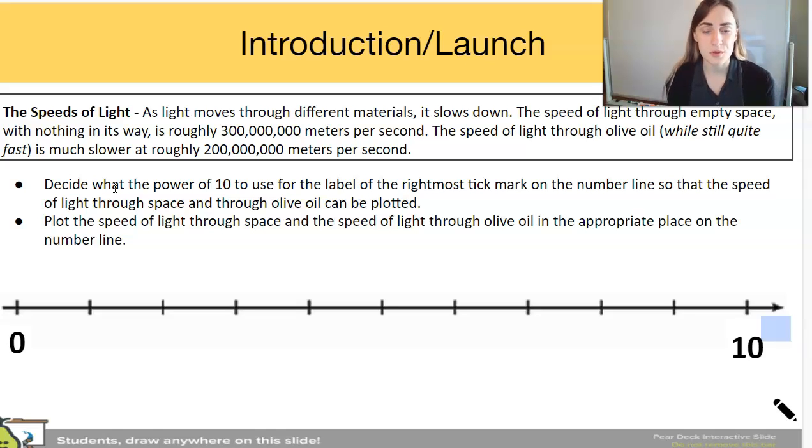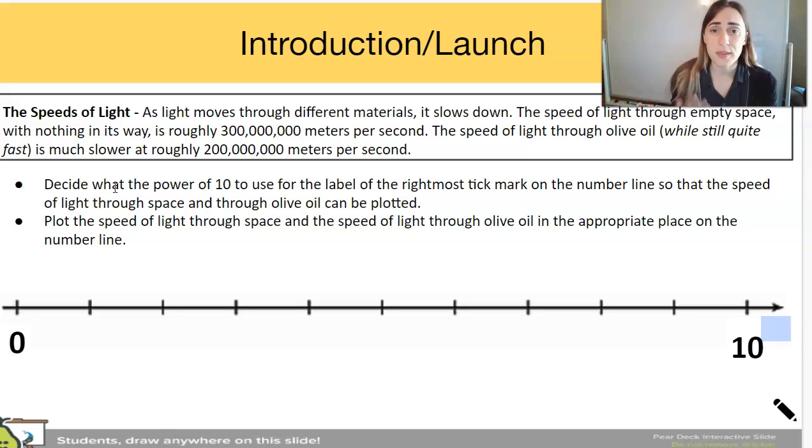As light moves through different materials, it slows down. The speed of light through empty space, with nothing in its way, is roughly 300 million meters per second. The speed of light through olive oil, while still quite fast, is much slower at roughly 200 million meters per second.